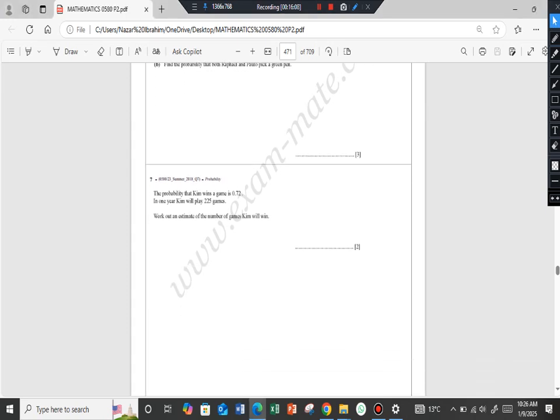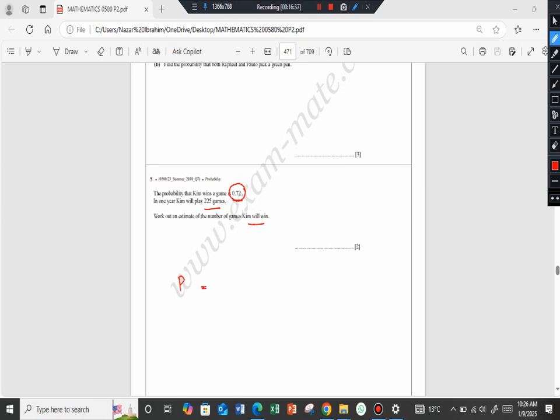Question number 7. The probability that Kim wins a game is 0.72. In 1 year, Kim will play 225 games. Work out an estimate of the number of games Kim will win. Now here the relative frequency will come into play. We have the probability of Kim winning a game, 0.72. So what is the probability formula?